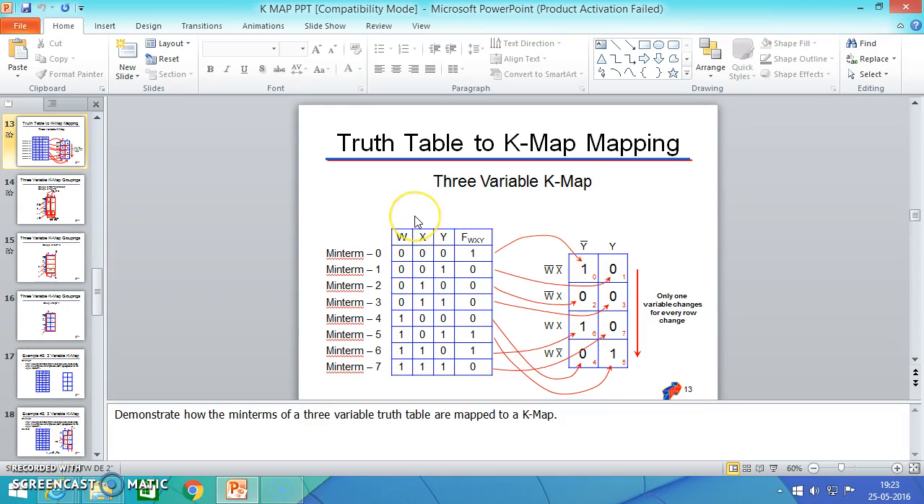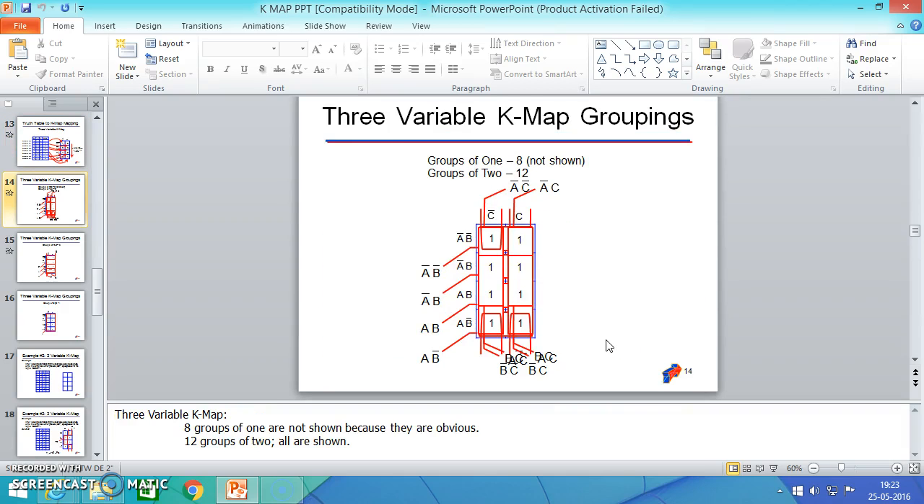Now if we have 3 variables in the table, then we can see here that of these 8 outputs, only 3 ones are there. We can enter here, in this way, the respective positions of min terms. So 1 is here, second one is here, third one is here. Now we can see what we can do with this. Now we try to make the groups.